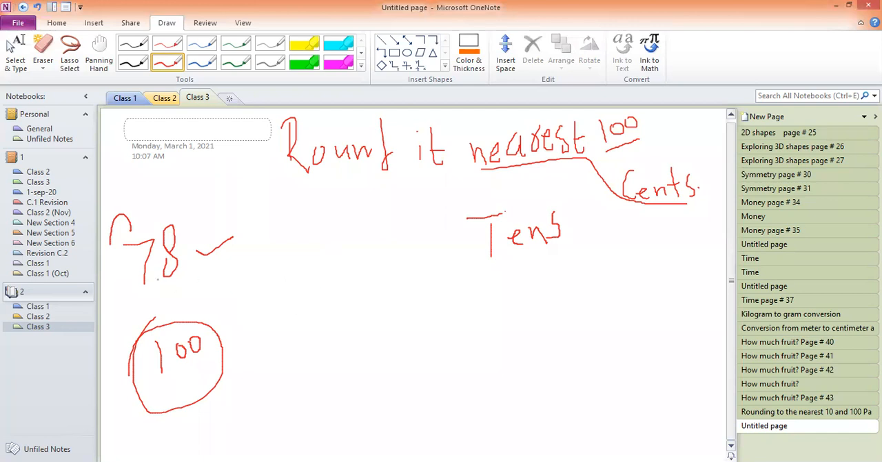Like, this is 78. There is no hundreds digit. If I ask you what the hundreds value is here, you will say 0, right? I am telling you to check only the number on the tens place. This is 7, greater than 5? Yes, greater. So add 1 to 0. 0 plus 1 equals 1.